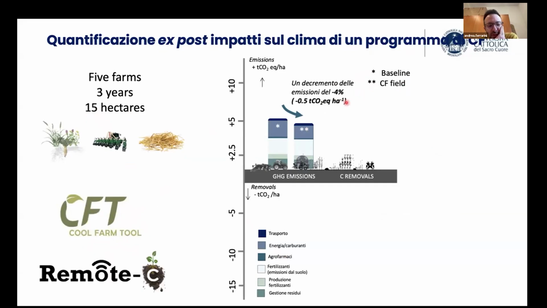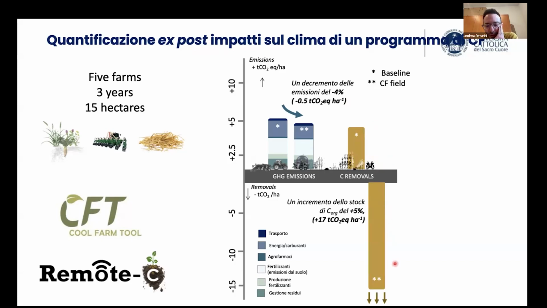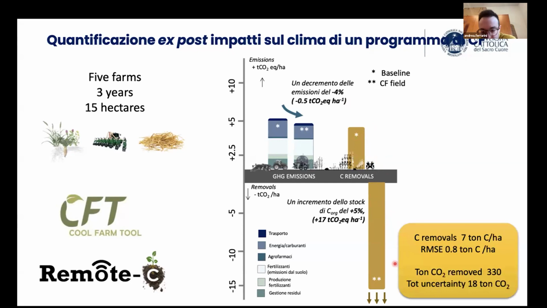But most important, with the remote sensing, we were able to verify that we have emitted, so we have lost, almost 5 tons in 3 years per hectare of CO2 as soil carbon, but we also increased by 5%. So almost 20 tons of CO2 sequestered per hectare over the 3 years. Altogether, there are 330 tons of CO2 removed as KPI for our Living Lab, with a total uncertainty of 18 tons. And that's something very interesting.